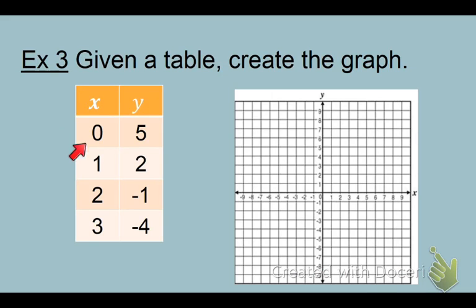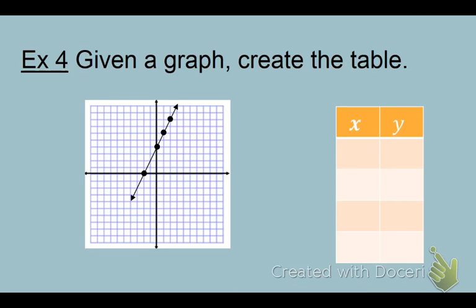And what we're going to do is, given this table, figure out how we would graph it. After we map the points and graph them appropriately, we connect them with a straight line using a straight edge. Let's also put arrows on the ends there because it's a line. It continues on forever.